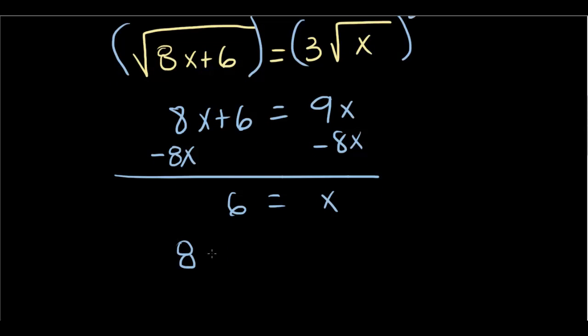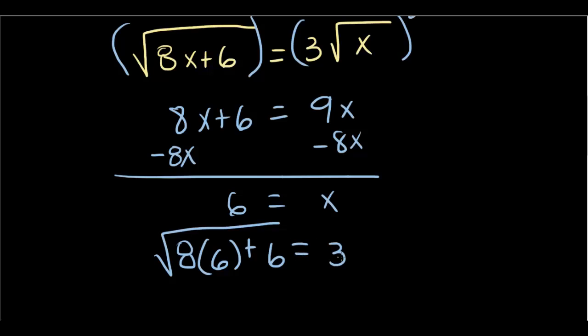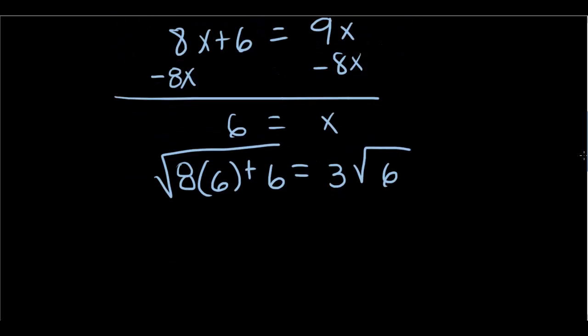Here it will be 8 times 6 plus 6. And then the square root of this has to equal 3 square root of 6. 8 times 6 is 48, plus 6 is 54. So we have the square root of 54 equals 3 square root of 6.